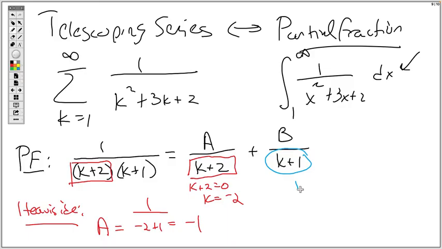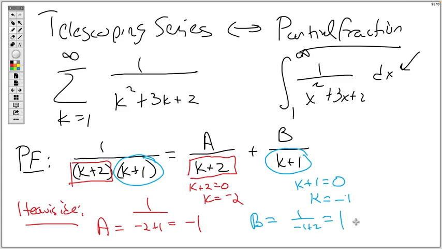I come over here. I set this factor equal to 0. What do I get for k? -1. I'm going to come over here, cover up this factor, plug -1 into what's left over, so I get B equals 1.